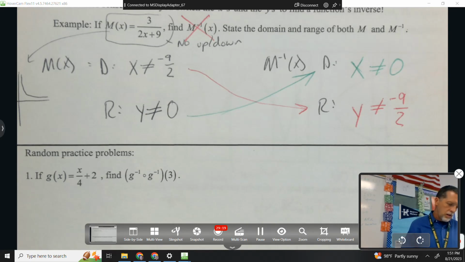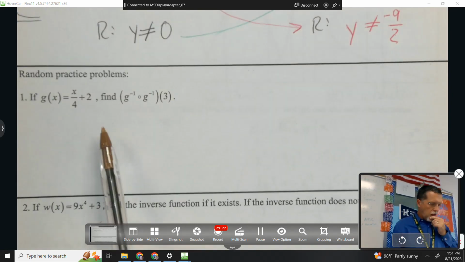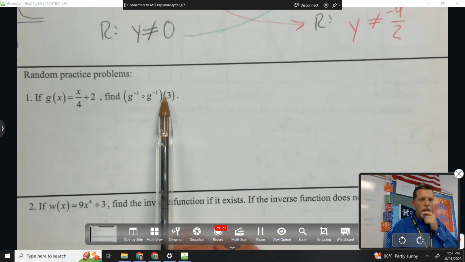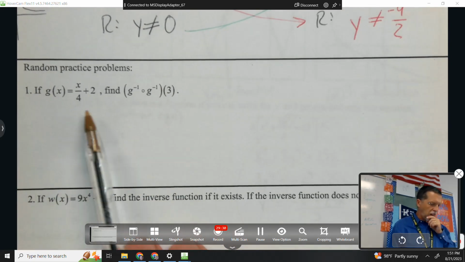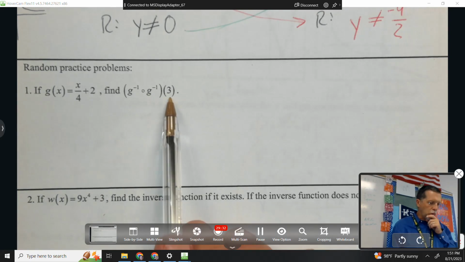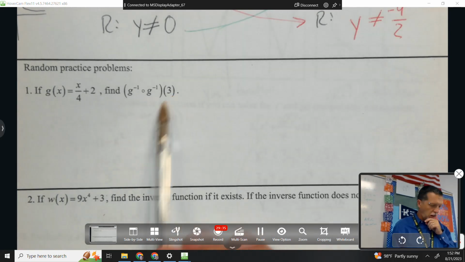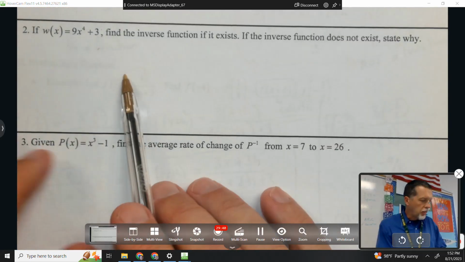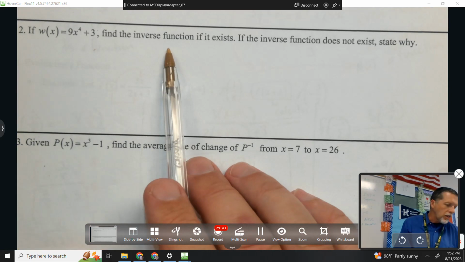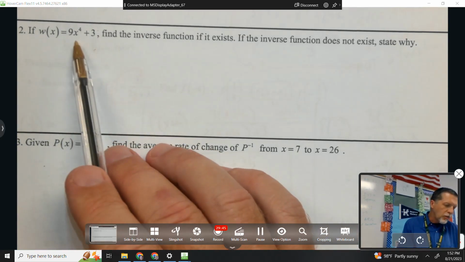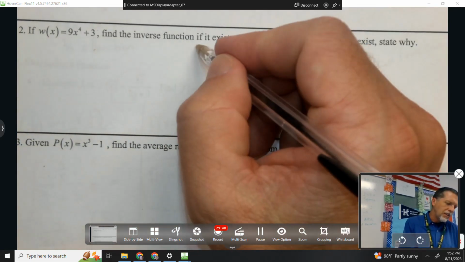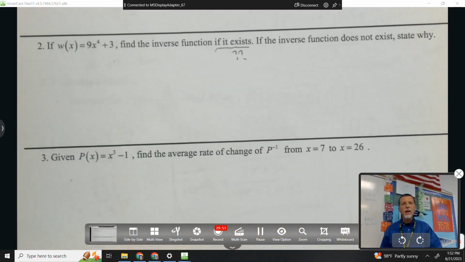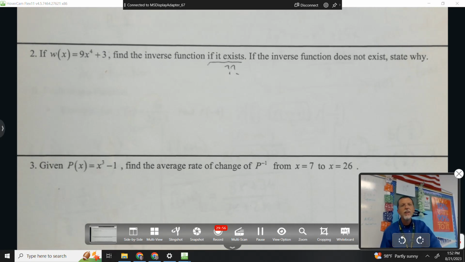Random practice problems. Let's see. G inverse of G inverse of 3. Well, that means I would need to find the inverse of G and then do G inverse of G inverse of 3. Basically, I'm not wanting to do all of these, so I'm trying to see if there's one that looks better than the other. If w of x equals 9x to the 4th, find the inverse function if it exists. If the inverse function does not exist, state why. I think I know why it doesn't exist right now. Do you know why?